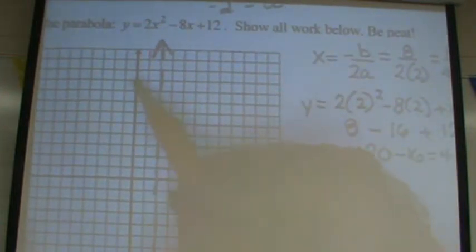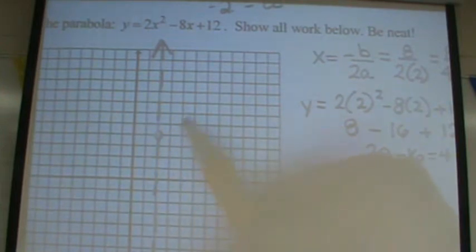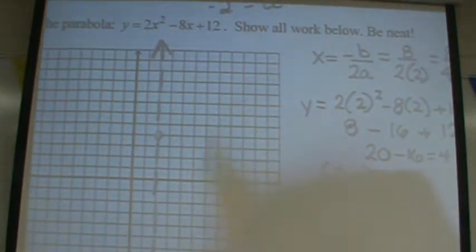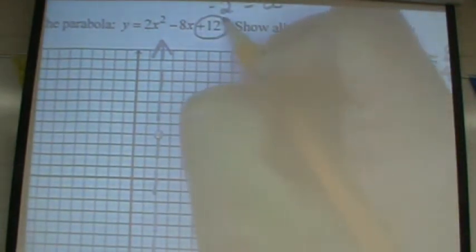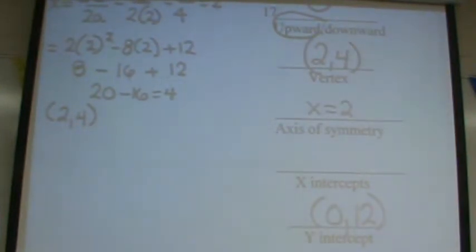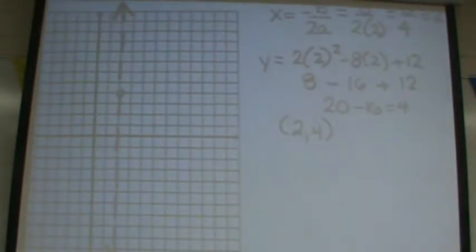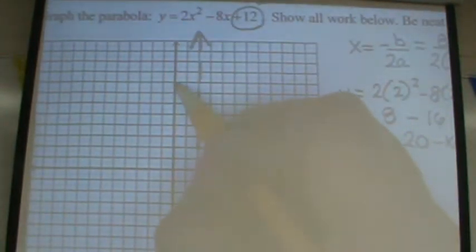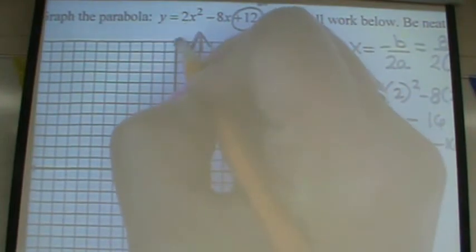Now, because this thing is going up, this is telling me that there is going to be no x-intercepts. And also, this special number right here is called my y-intercept. So my y-intercept is 0, 12. My vertex is, I should write that here, 2, 4. Fill in my blanks. So let's put in my y-intercept. 1, 2, 3, 4, 5, 6, 7, 8, 9, 10, 11, 12. They're right at the top, right there.